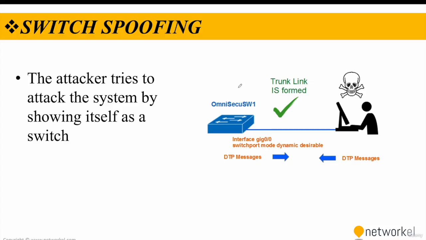So how it really works, for example, in here I have my switch 1, which interface gig 0/0 is configured with switchport mode dynamic desirable, which gives a lot of options to form a trunk link, right? If you remember the DTP. So the attacker can connect its device and can form a trunk link between the switch and the attacker machine, and then the attacker can access multiple VLANs since it will be the one who is establishing the trunk with the switch.